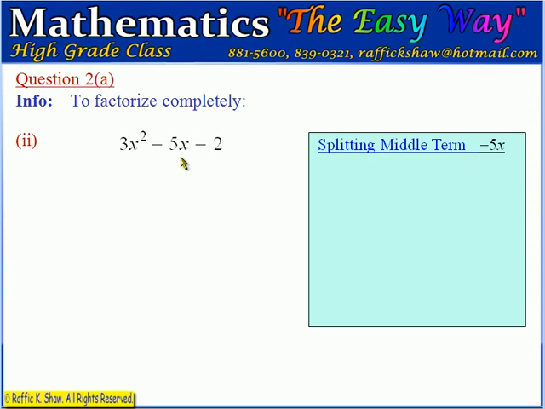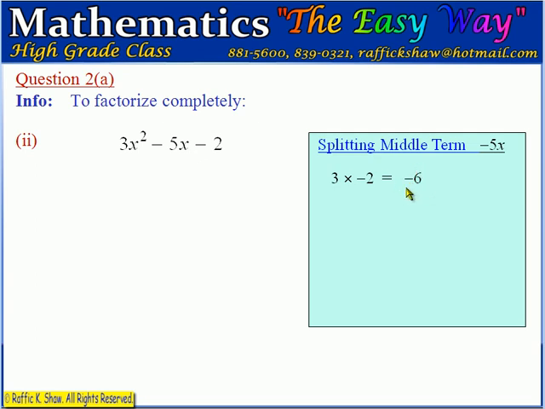And so we need to split this negative 5x into 2 terms. And to split this negative 5x so we can successfully form 4 terms that can be factorized by parts, we firstly multiply the two end coefficients in this quadratic expression. So we multiply this 3 by negative 2. We must remember to carry the sign of the constant term, the negative 2 here. So we're multiplying the 3 by negative 2, and that's negative 6.